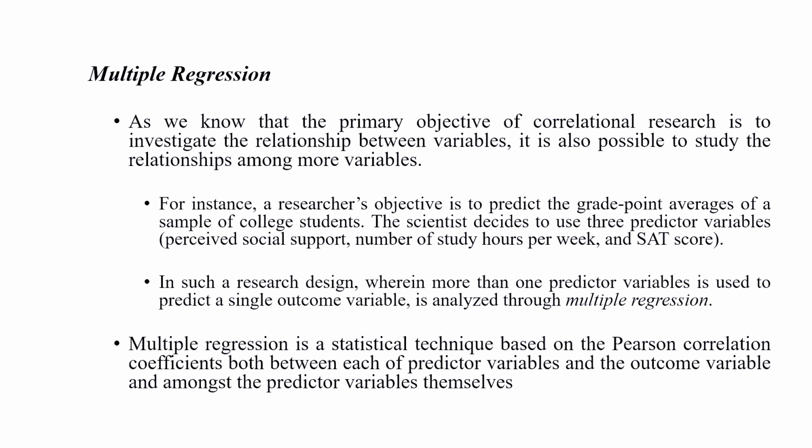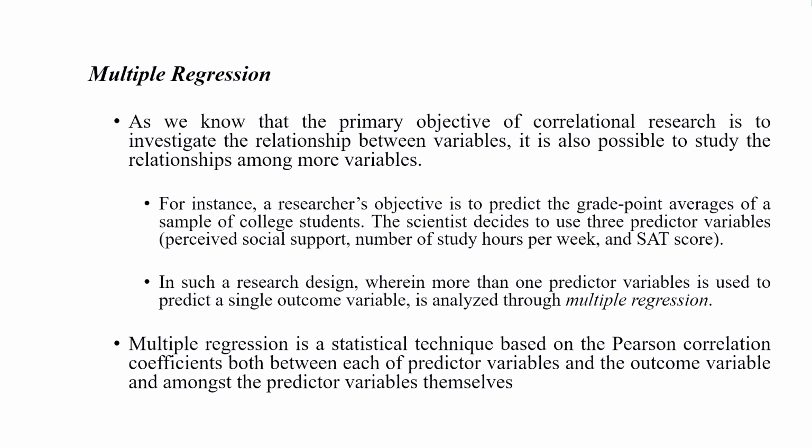Now, this is one way you can present a correlational matrix, but sometimes you are interested in knowing what are the different variables that are playing a part. So, we carry out multiple regression. As we know that the primary objective of correlational research is to investigate the relationship between variables, it is also possible to study the relationship among many variables, or more variables.